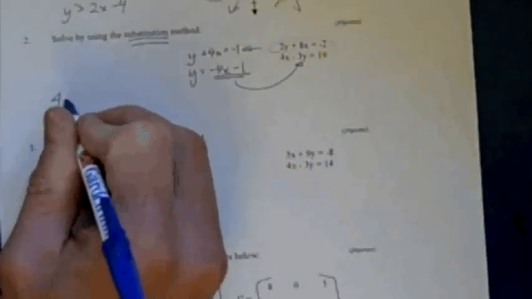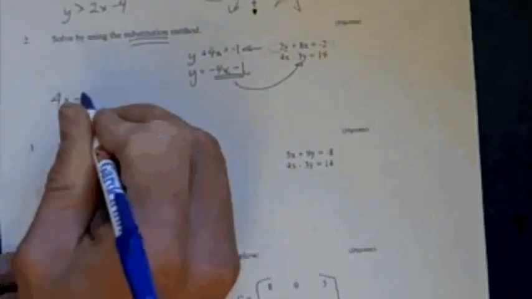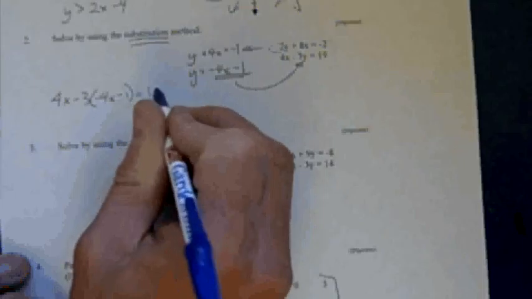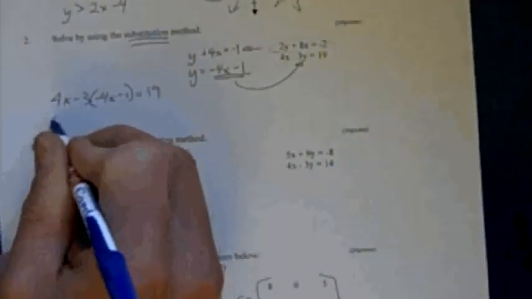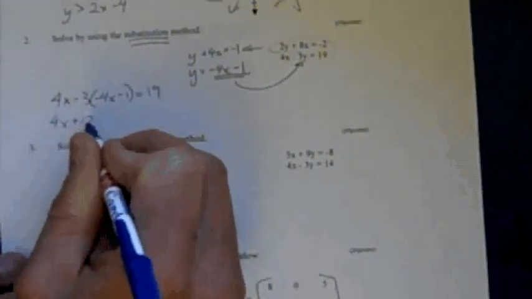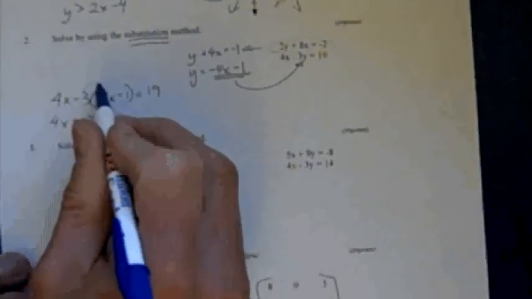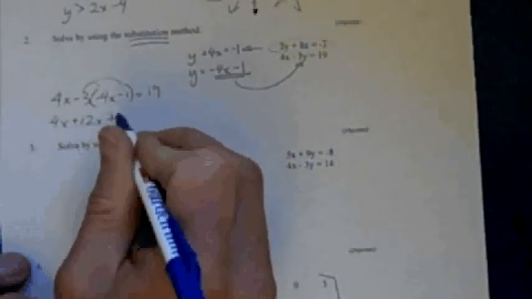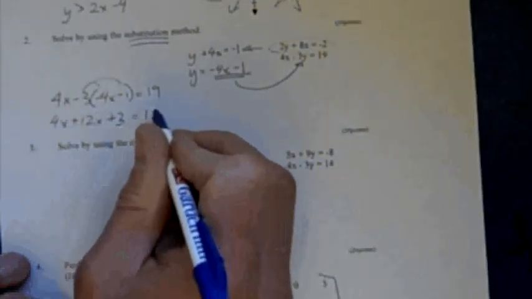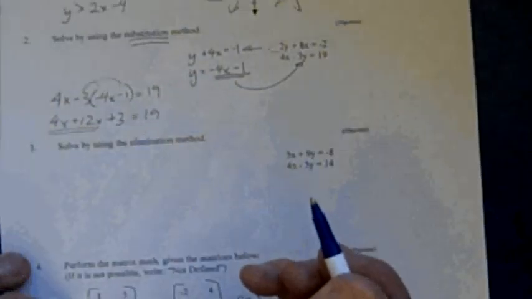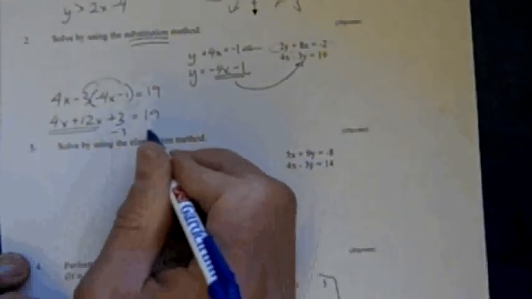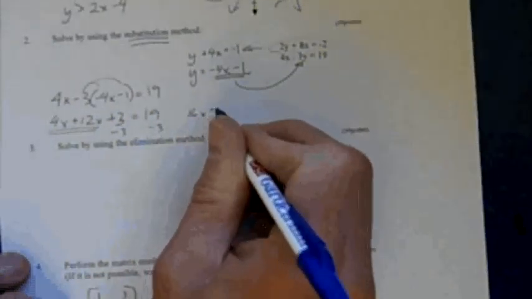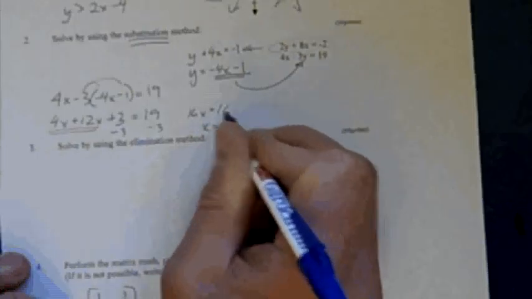And I write then 4x minus 3 times negative 4x minus 1 equals 19. Just be careful making the substitution. Then 4x plus 12x, and a negative 3 times the negative 4 gives me the plus, but a negative 3 times the negative 1 also gives me a plus 3 equals 19. That's 16x, and when I take away 3, that's very convenient. I will get then 16x equals 16, so x equals 1.